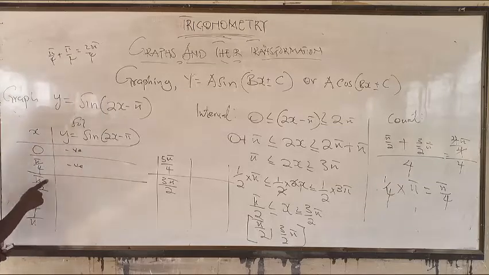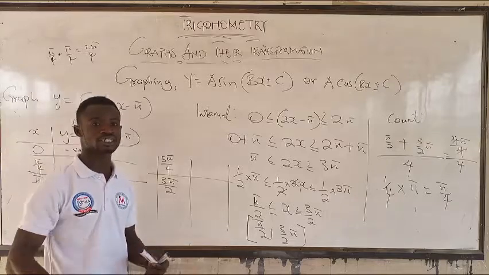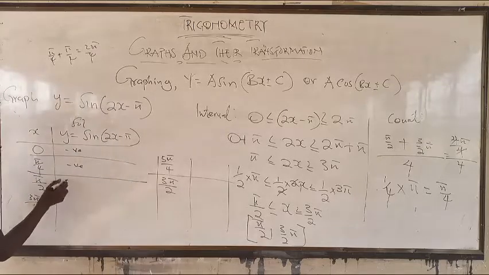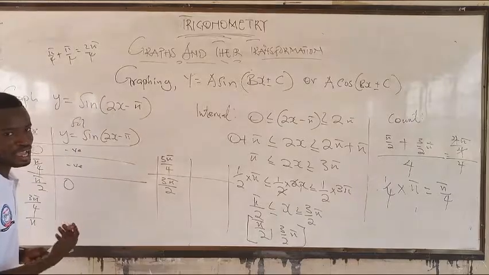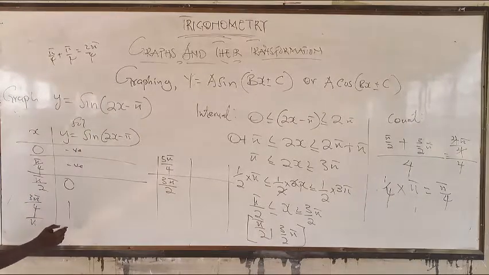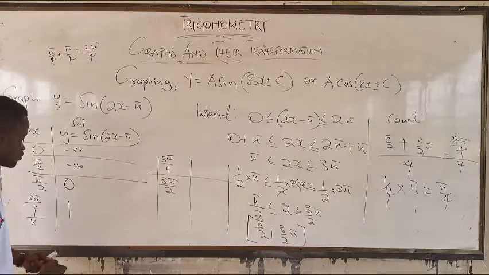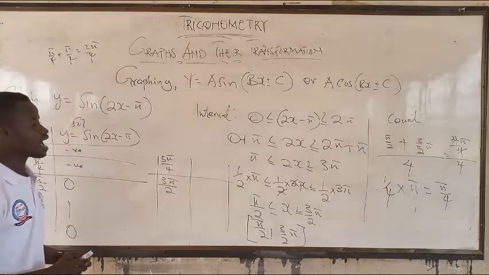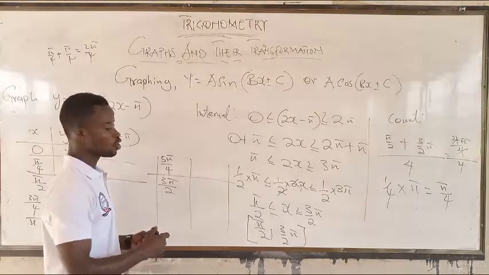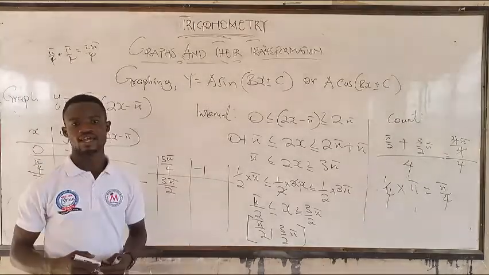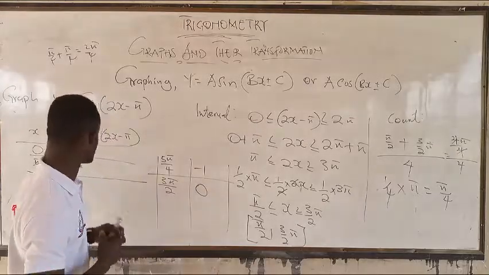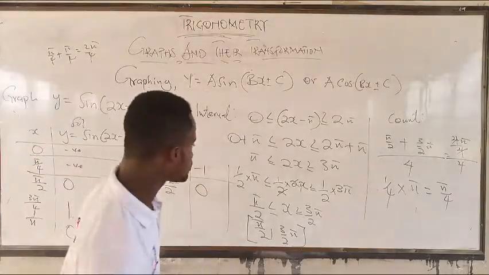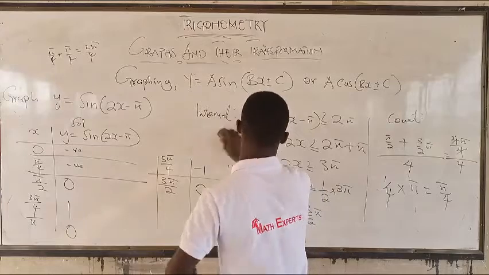Now at pi on 2, let's move on. You see it will start from pi on 2. At pi on 2 you get 0. Then at 3 pi on 4 you get 1. At pi you get 0. At 5 pi on 4 you get negative 1. And at 3 pi on 2 you get 0. Very good, so that's what we are going to get. Then we go for the table.